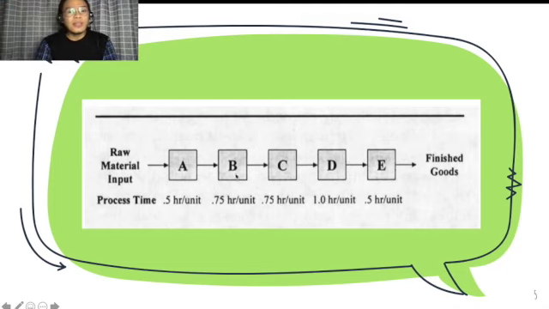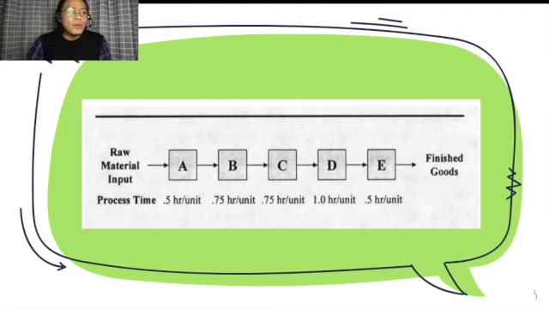So this is basically a simple process flow of how, from a raw material, a product is created into a finished good. So it undergoes 5 different steps. Okay, and these are the process times, as you can see. Now, a simple model of the 5 step manufacturing facility is shown here. So this model will be used throughout the article to illustrate each technique's scheduling logic.